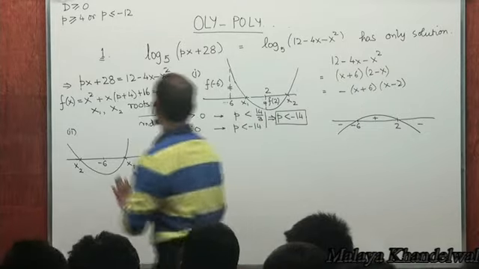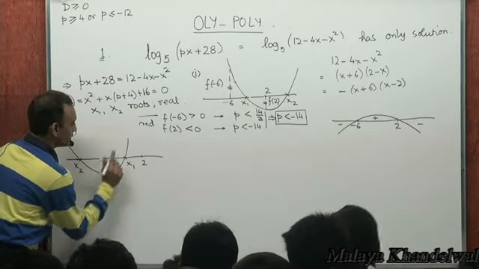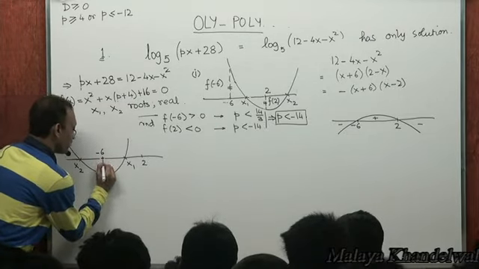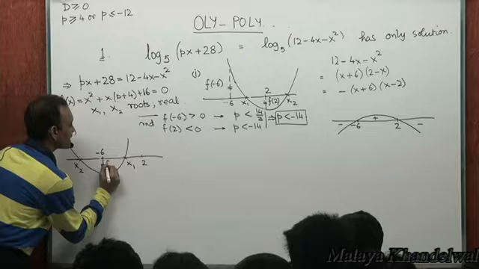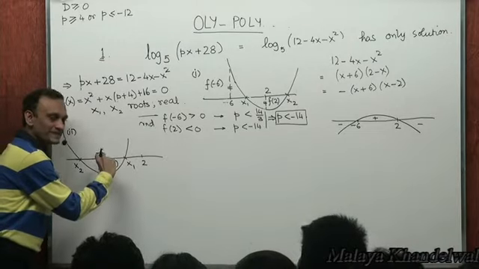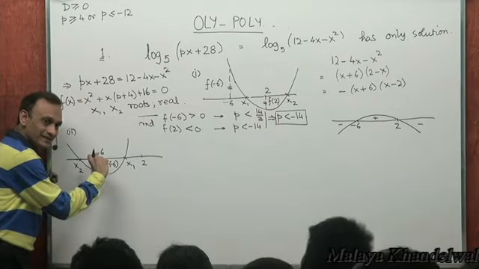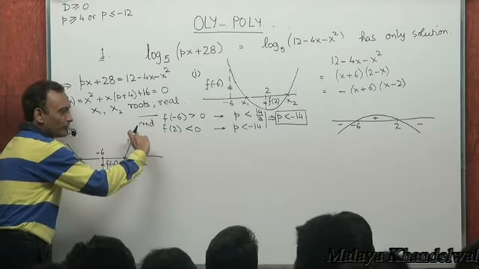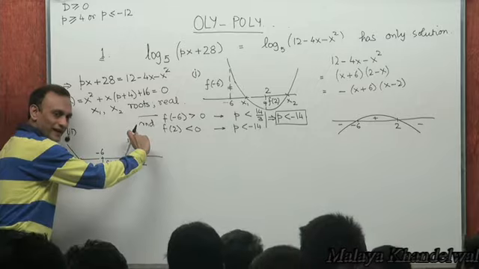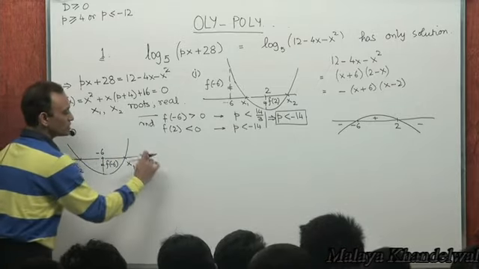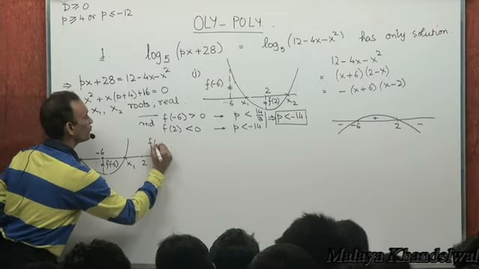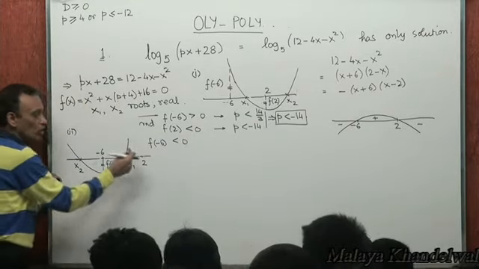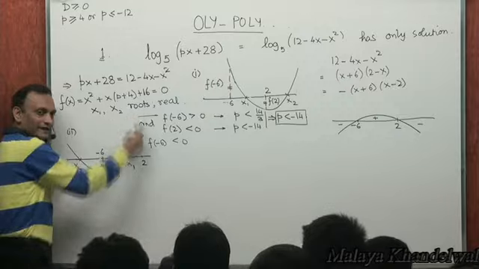Now the conditions for this parabola would be, this is minus 6, f of minus 6, which must be less than 0. Right? And f of 2 must be greater than 0. F of 2 will be here on the parabola. So this condition amounts to f of minus 6 less than 0, and f of 2 greater than 0.